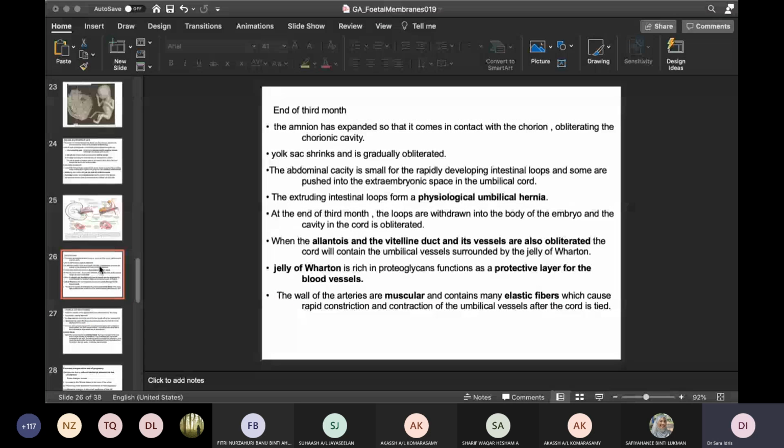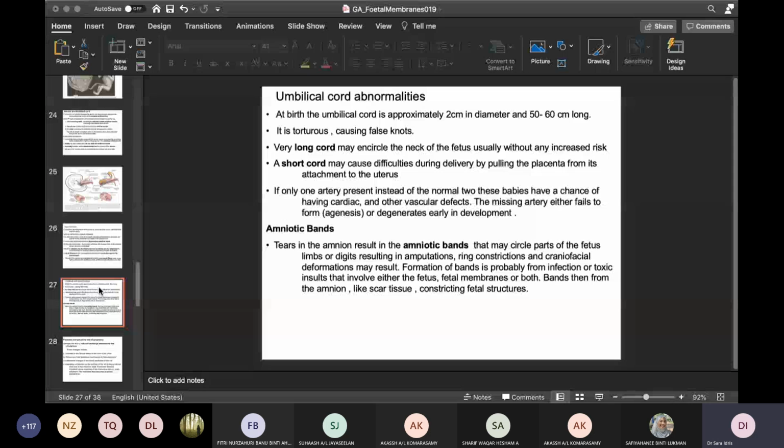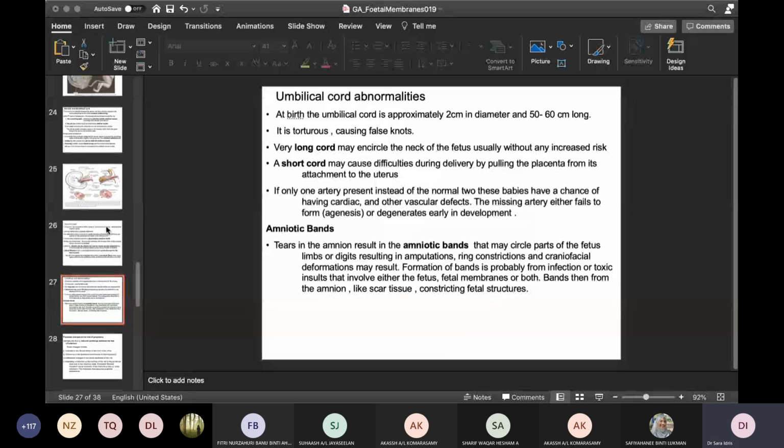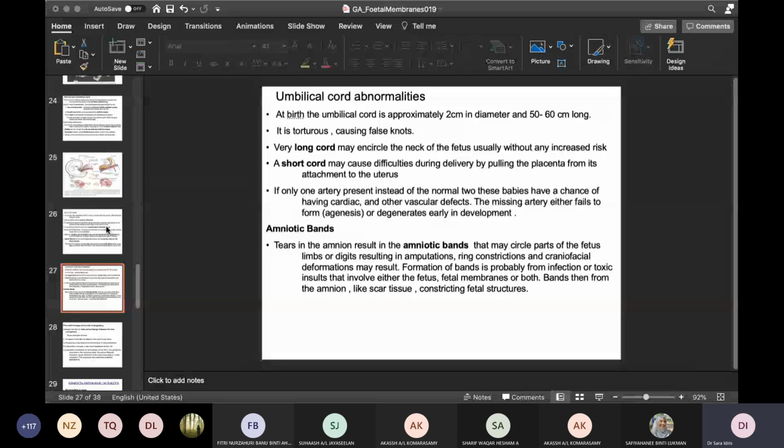Okay, the umbilical cord. We've talked about it actually. So you remember you have your two umbilical arteries and one umbilical vein in the umbilical cord. The umbilical cord is about 50 to 60 centimeters long at birth. So at 38 to 40 weeks of gestation, it will be quite long, and it's tortuous. The baby inside moves a lot, so you need to have quite a long umbilical cord to ensure that it receives blood supply all the time. But because the umbilical cord is also long, it can cause knots.